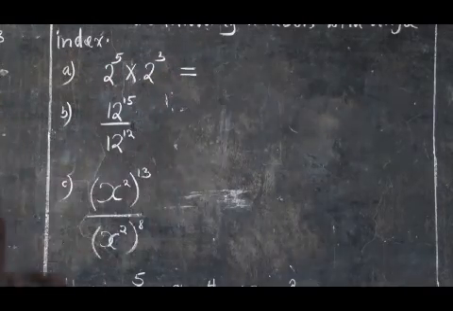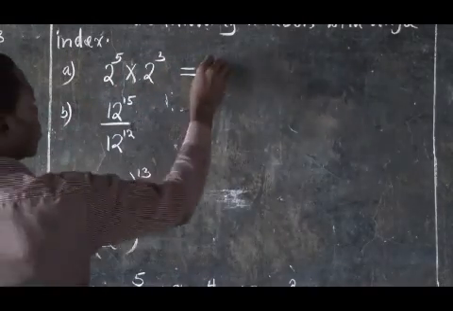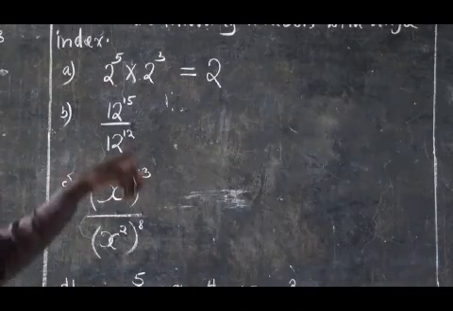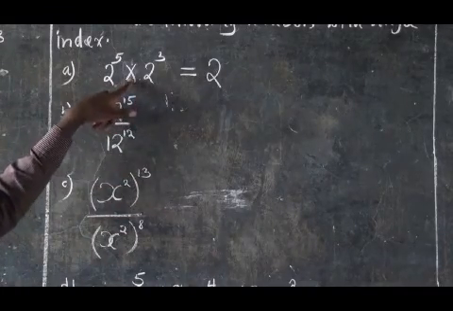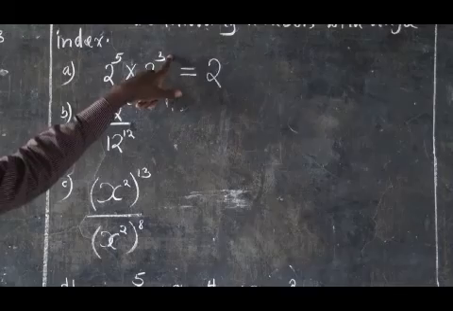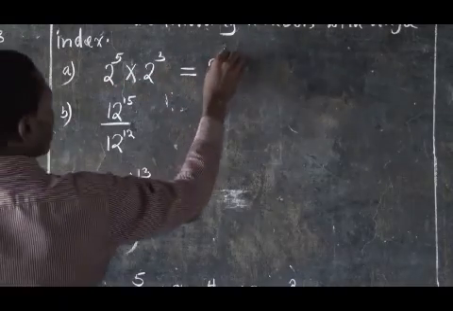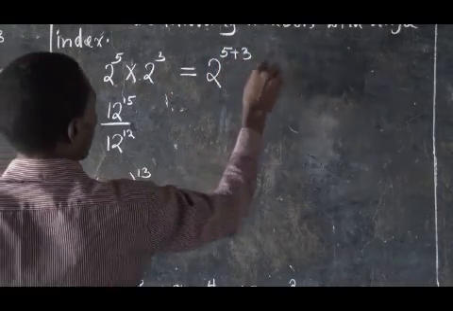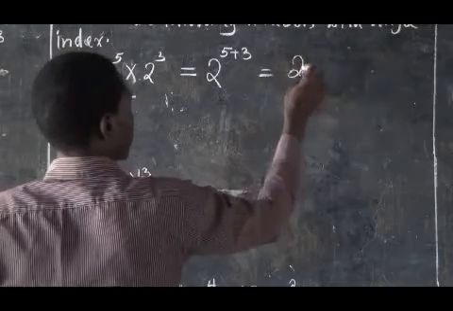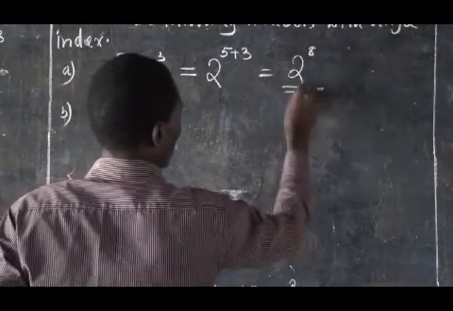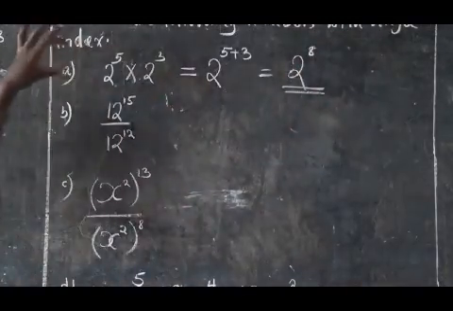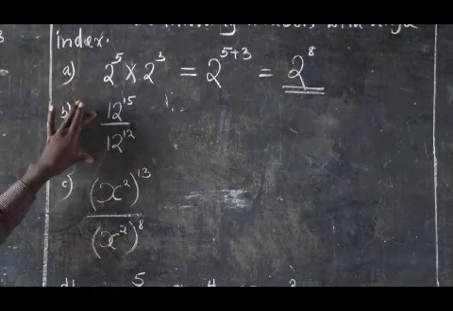Here we maintain our base, which is 2. Since this is a multiplication sign, we add the powers. Here we're going to add 5 plus 3, and our solution is going to be 2 to power 8. And this is the solution to part A. Let us go to part B.